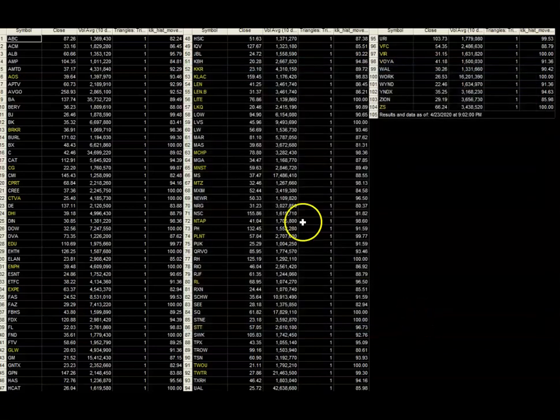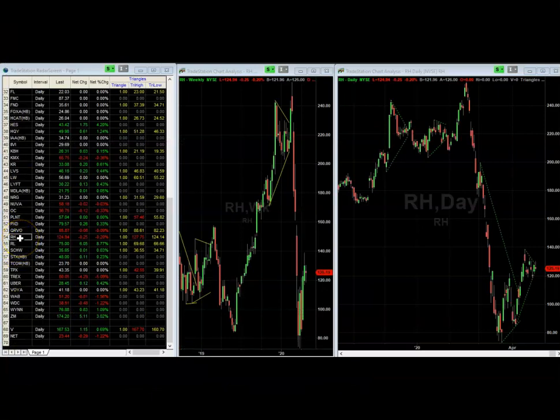I've already run it, and let's go look at one that everybody knows that might be interesting. I usually pick the start of the alphabet, so we'll go to the end of the alphabet and see what we can see. We'll just go RH. Okay, we got RH in the scanner.